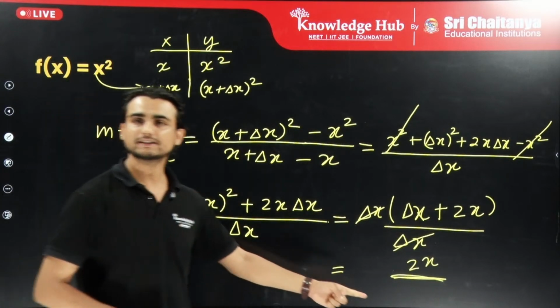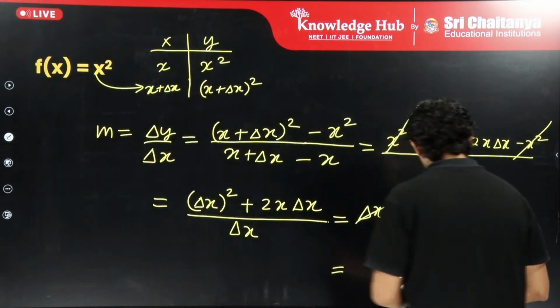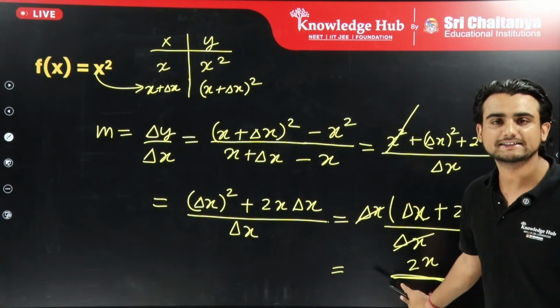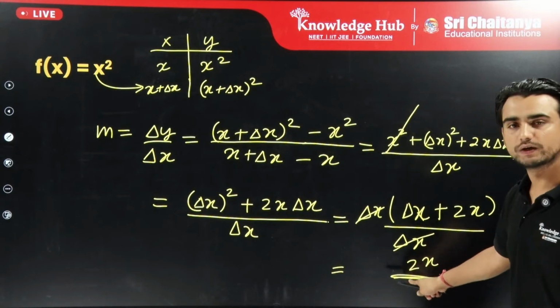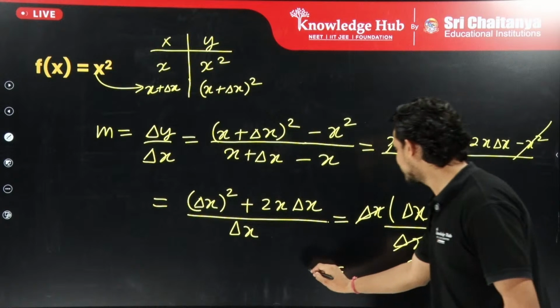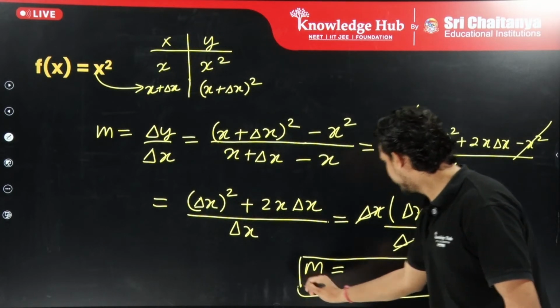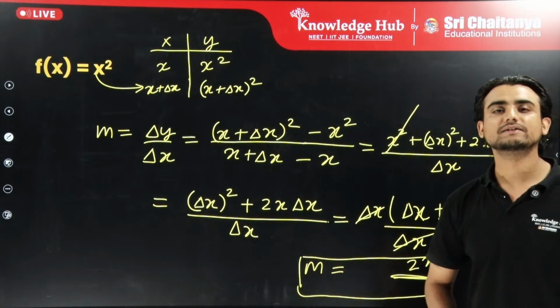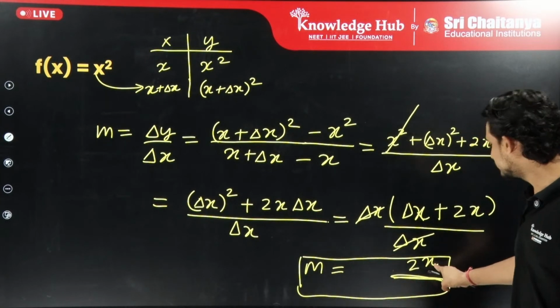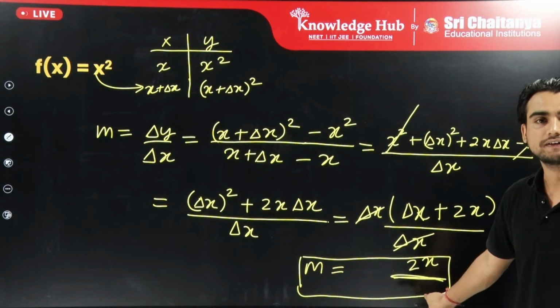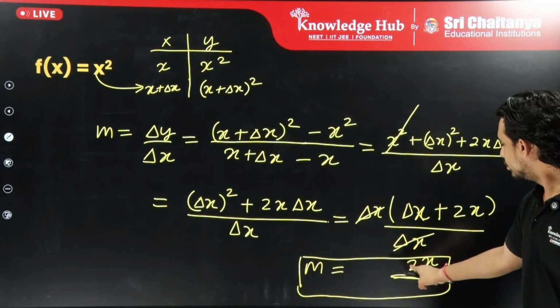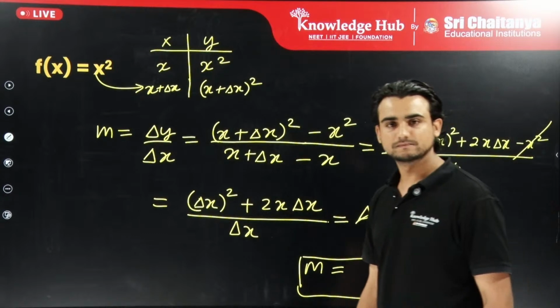Now what is 2x? x is some input variable. Let's say I want to find the slope at x equals 1. So at x equals 1, I'll put x equals 1, and the slope will come out to be 2. If I want to find the slope at x equals 10, I'll give x equals 10 here as an input. So I will get the slope as 2 into 10, that is 20.